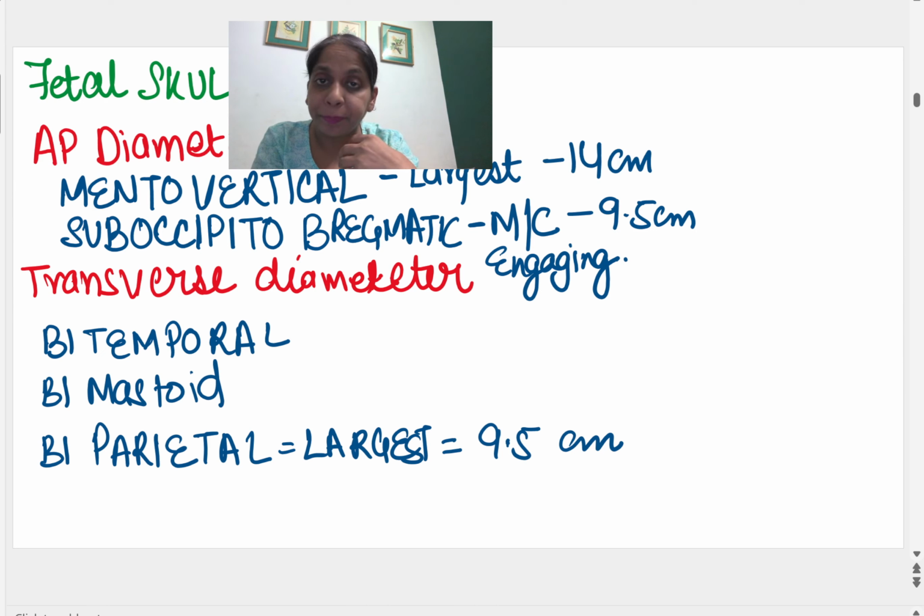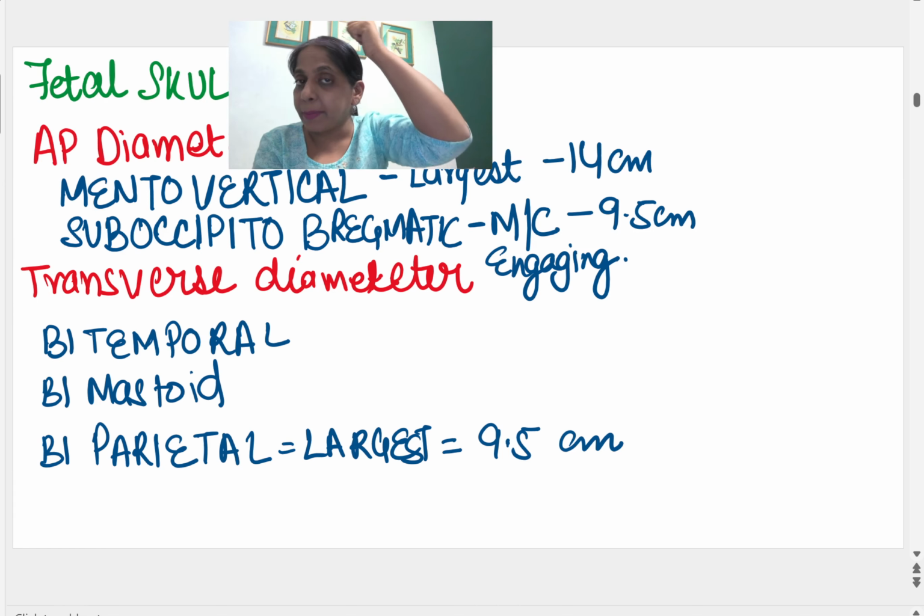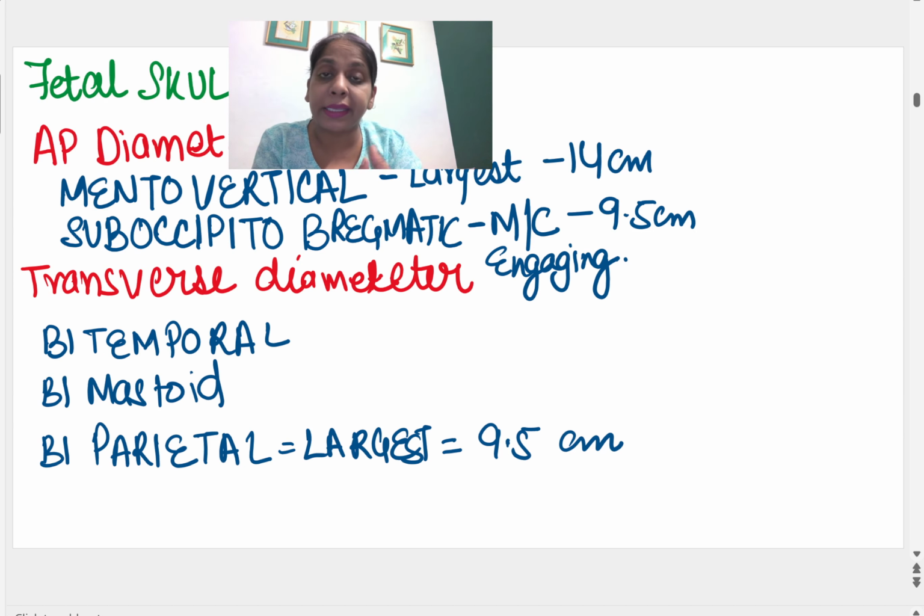What is bregma? Bregma is the anterior fontanelle. Suboccipital means below the occiput, up till the anterior fontanelle here. So this anterior-posterior diameter is the suboccipito-bregmatic diameter. Bregma is the anterior fontanelle and subocciput means below occiput. From below the occiput up till bregma, the diameter is the most common engaging diameter, 9.5 centimeter.